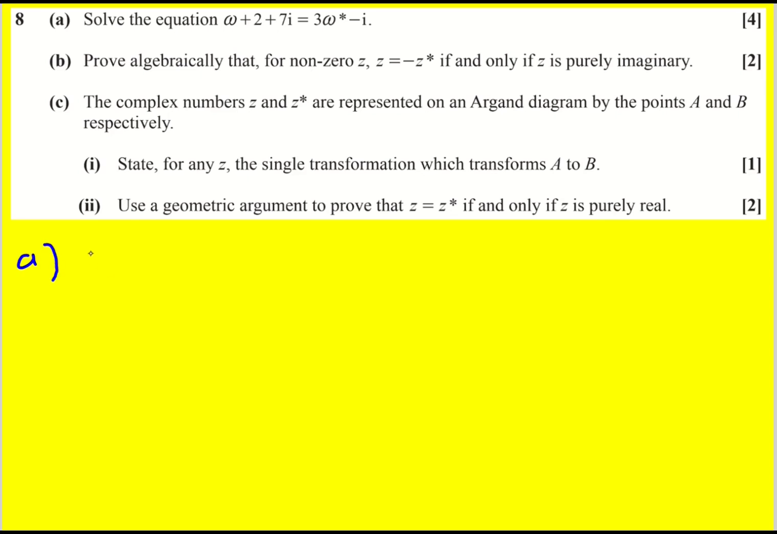Alright, to solve this equation, I'm going to let omega equal a general complex number, a plus bi. a and b are then real numbers. So this implies that omega star, the complex conjugate, is going to be a minus bi. Just make the imaginary part the negative of what it already is. Okay, now I can sub in.